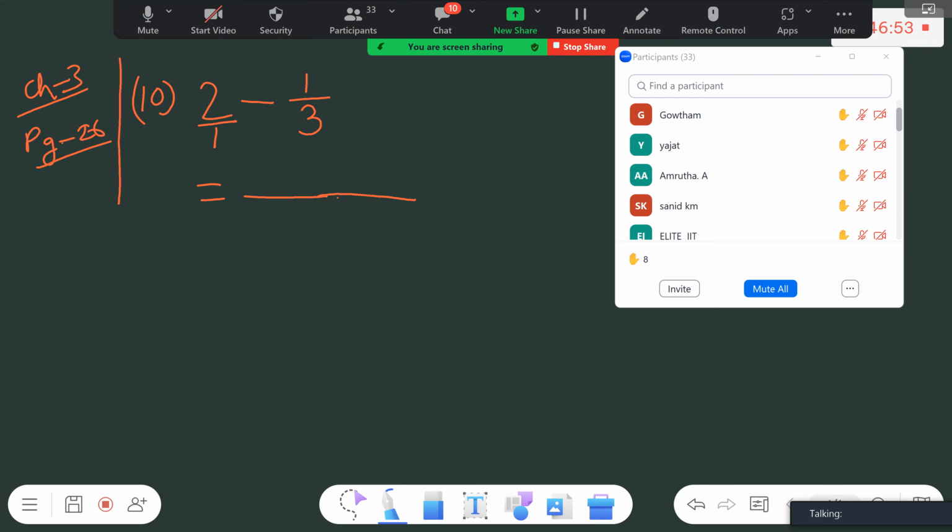2 means 2 by 1, isn't it? We don't write 1, so LCM will be 3. Now it will be 2 into 3, because there it is 1, isn't it? 1 into 3 is 3, so 2 into 3 minus 3 into 1 gives you 3. So it will be 1 into 1, isn't it? So it will be 3 into 2, 6 minus 1 by 3. What will this be? 5 by 3. Did you understand? Is it clear?